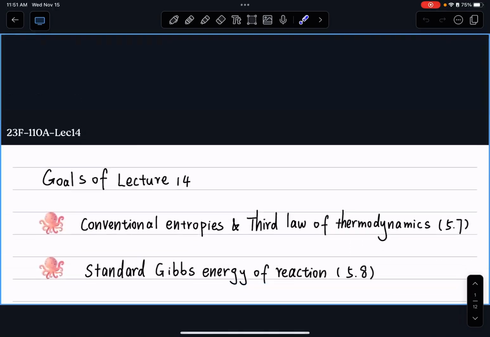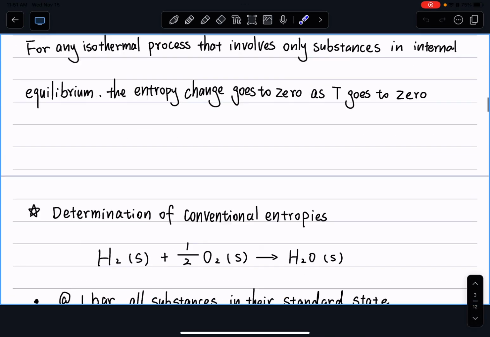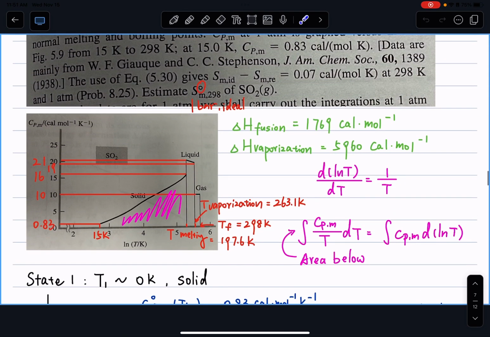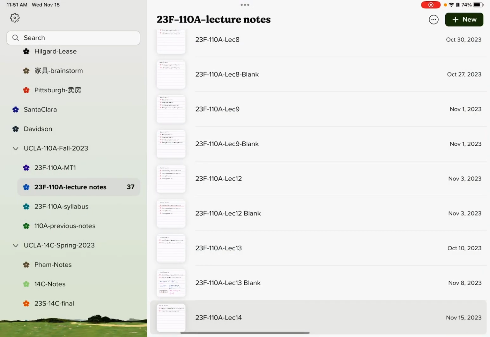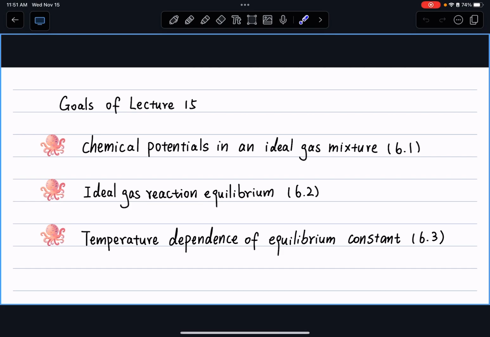14, so this one is how we define conventional entropy and the third law of thermodynamics, and how we get to the conventional entropy in the thermodynamic table. So remember that 9-step, a little bit tedious process here. And then how to calculate the entropy of the reaction and the Gibbs free energy of the reaction. So raise your hand if you want me to do more. Okay, this one is overwhelmingly yes. Okay, and that's 14.